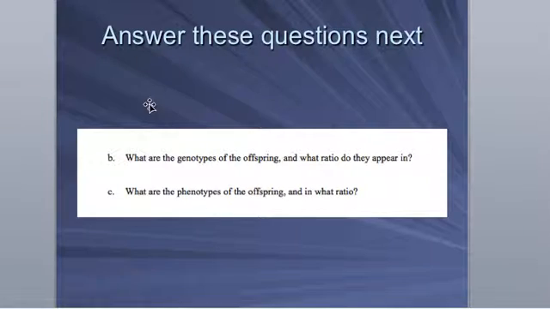So the first question is, that goes along with the Punnett square you just drew. What are the genotypes of the offspring, and what ratio do they appear in? Remember, the ratio is written with a colon, those two dots, one over the other. The second question is, what are the phenotypes of the offspring, and in what ratio?